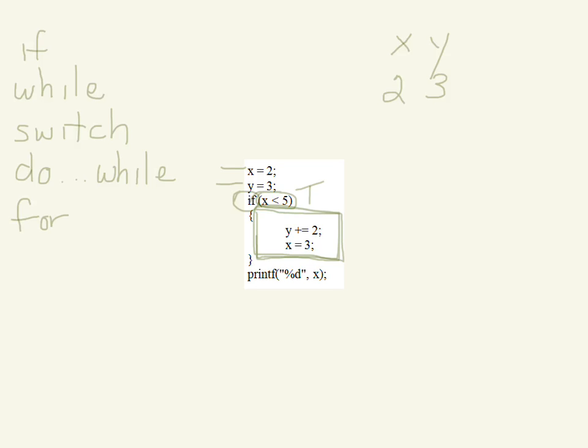Y plus equal 2 means to take the current value of y, which is 3, and add 2 to it, and store that value back into y. So now y becomes 5. It also tells me just to directly assign 3 into x. So I update my x. Then I come down to this print statement. This print statement does not change any values of any variables. So as far as evaluation goes, it has no effect at all on the results. My ending values are 3 and 5.